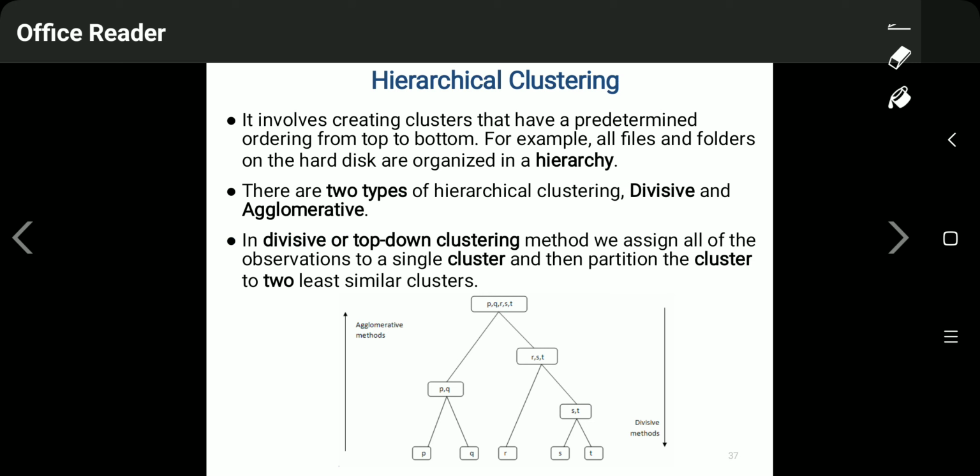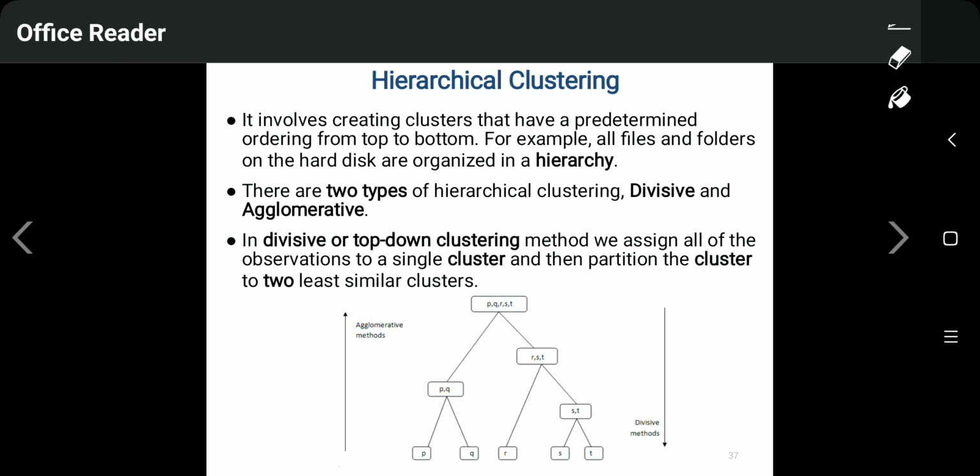Okay. Now the next is hierarchical clustering. This is another unsupervised learning clustering method. It involves creating clusters that have a predetermined ordering from top to bottom. For example, if we talk about the organization of files and folders on the hard disk, they are organized in a hierarchical format.